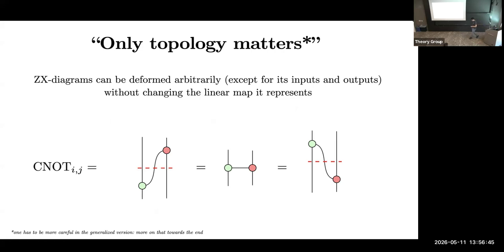So one nice application, the reason why people like to think about this in quantum information, is that you can deform these diagrams arbitrarily. You can think of it topologically without changing the linear map it represents. For example, there's one quantum gate that people like to use in quantum information. It's called CNOT. And it's basically taking this green tensor and connecting it with this red tensor. So what does it do?